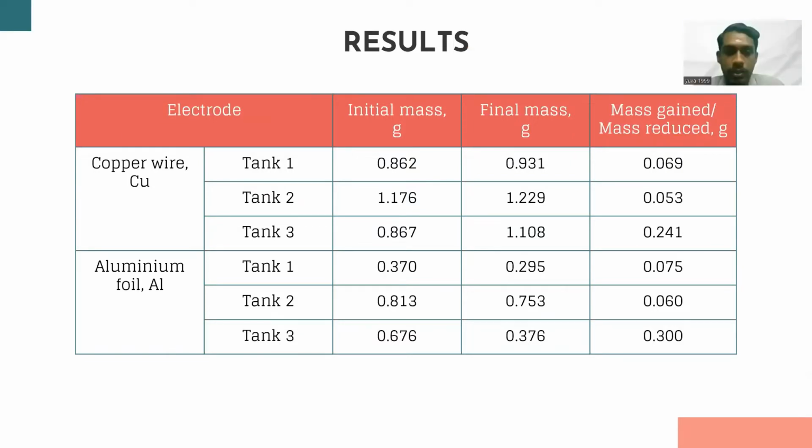Okay, thank you very much, Hui Ling. Now I will present on the results that we obtained. As Hui Ling mentioned, we use 2 electrodes, aluminum and copper wire. The aluminum is our anode and copper is our cathode.